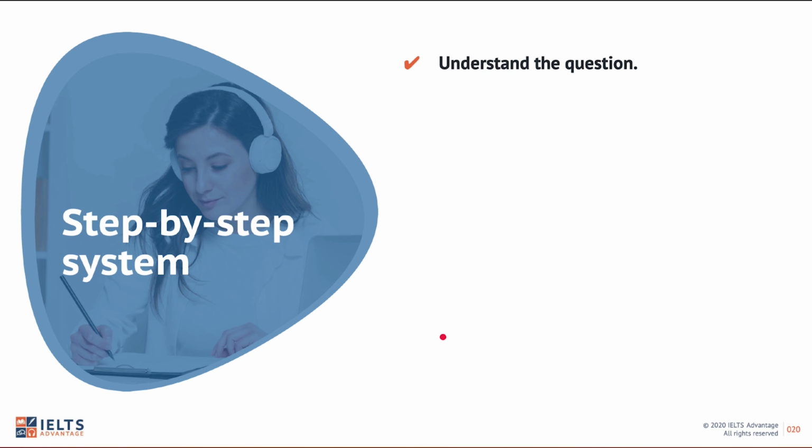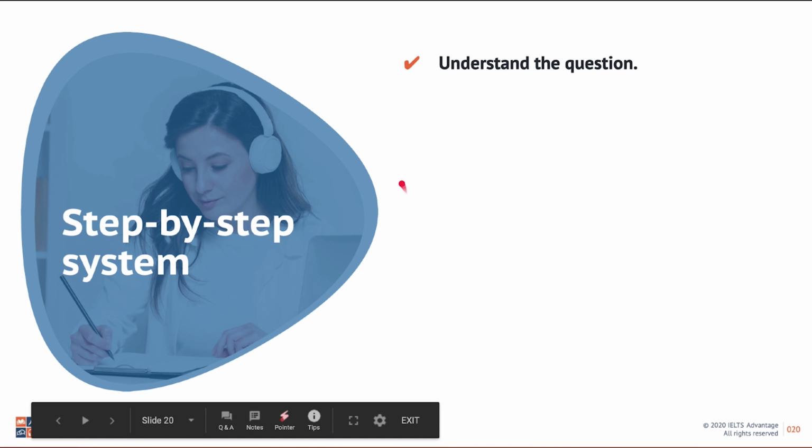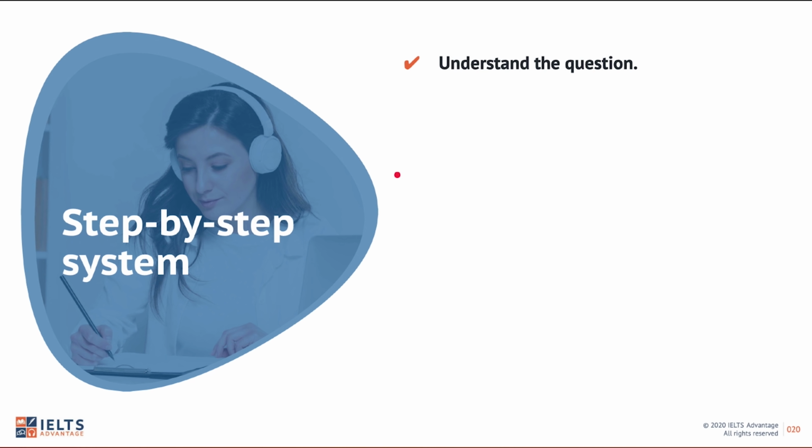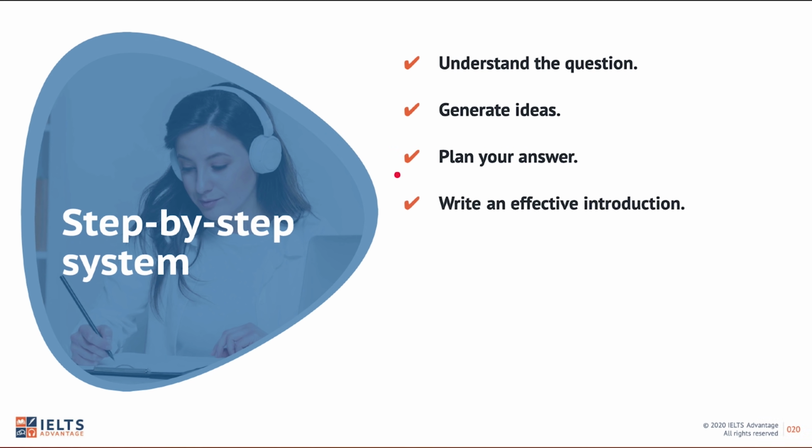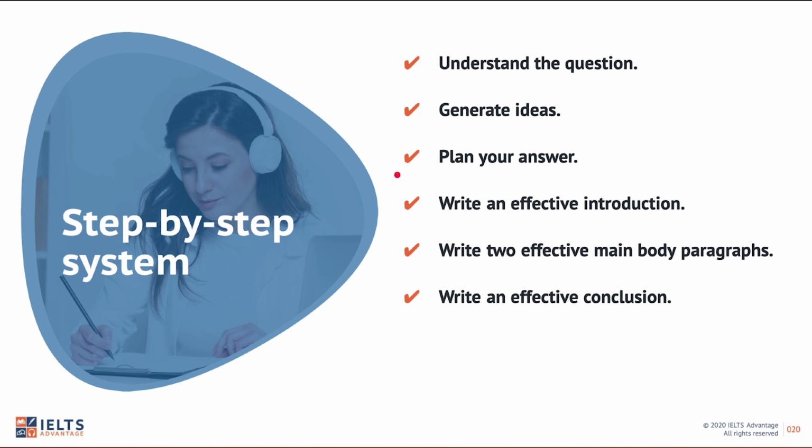So if we look back and summarize, like a good essay, we need to summarize what we're doing in our conclusion. So here's our conclusion for this video. This is the step-by-step system you should follow. Number 1, understand the question. Number 2, generate ideas. Number 3, plan your answer. Number 4, write an effective introduction, then write your main body paragraphs and your conclusion, and then at the end, check your work for vocabulary and grammar errors and eliminate as many errors as possible.